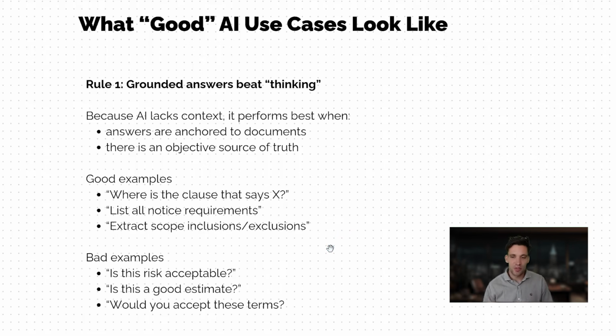Bad examples would be judgment calls, where you're asking, is this risk acceptable? Is this a good estimate? Would you accept these terms? Judgment calls are just not what AI is good for.